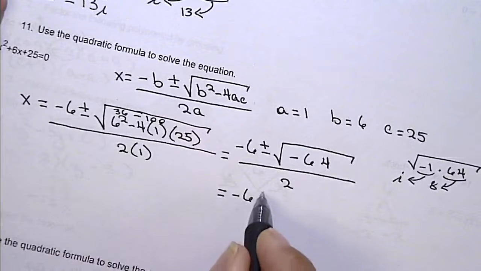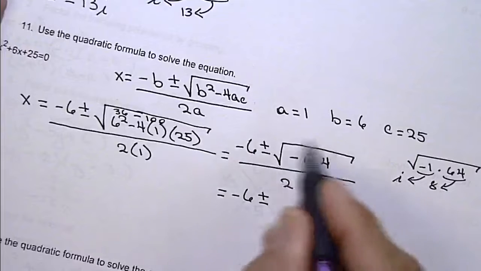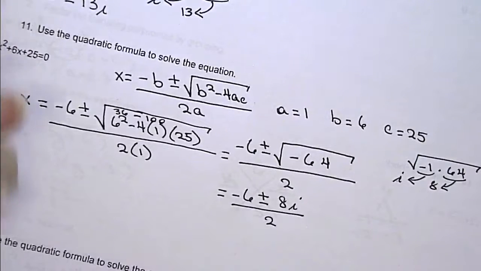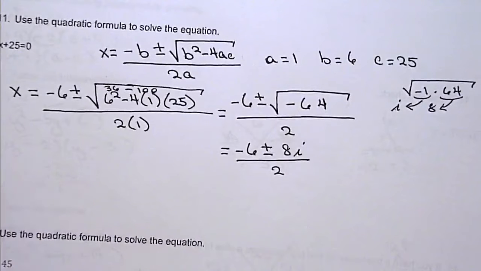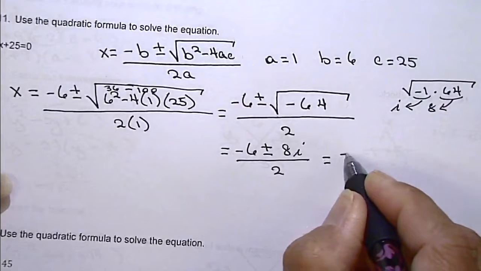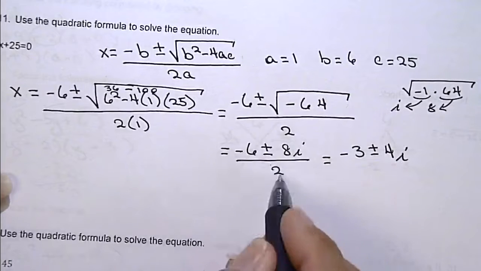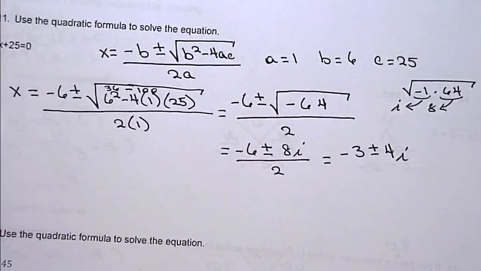So I've got negative 6 plus or minus... Well, that whole thing resolved to 8i, didn't it? All over 2. Can you reduce it? What do you reduce it to? Negative 3 plus or minus 4i, right? These both will divide by 2. When I divide them by 2, I get rid of the denominator completely. It became whole numbers, negative 3 plus or minus 4i. Okay?